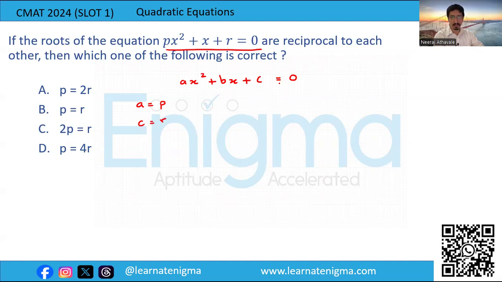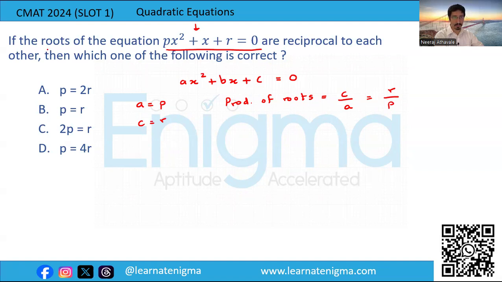Now, in the standard quadratic equation, we know that the product of the roots is equal to c upon a. If we use this for the given quadratic equation, c is r and a is p. So we get the product of roots as r upon p.